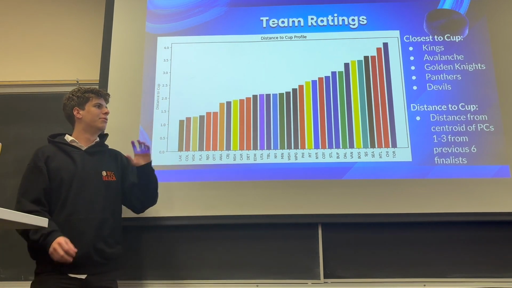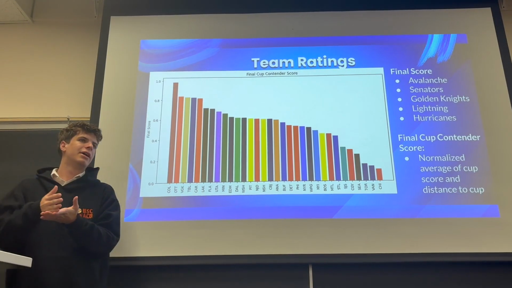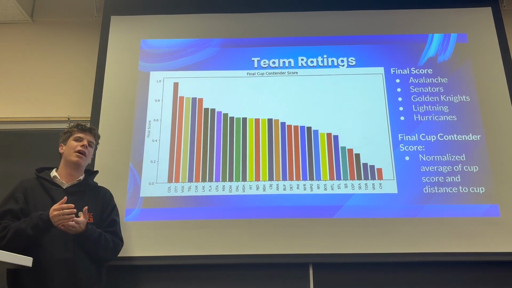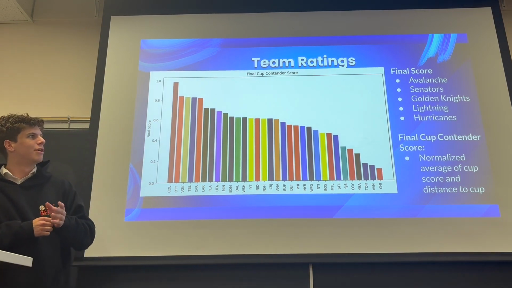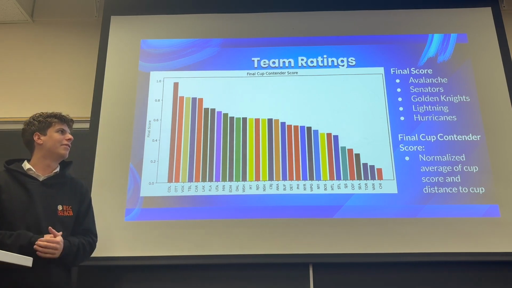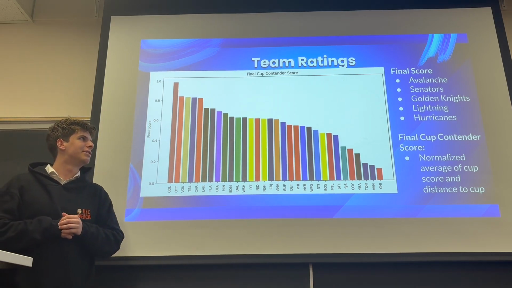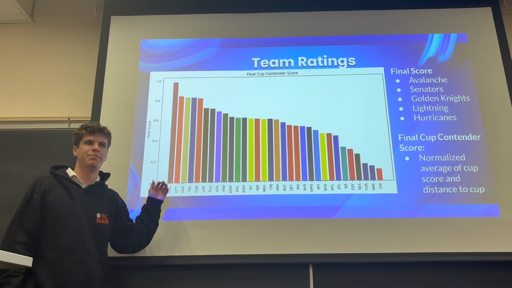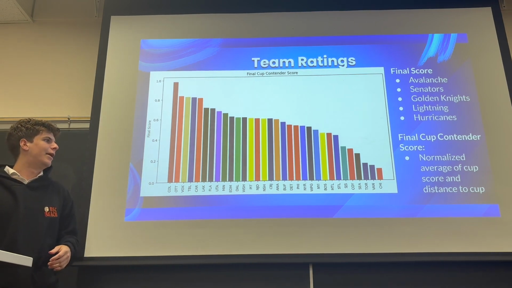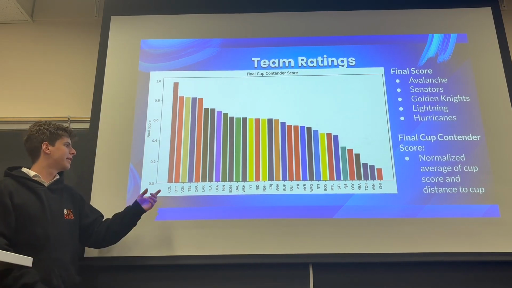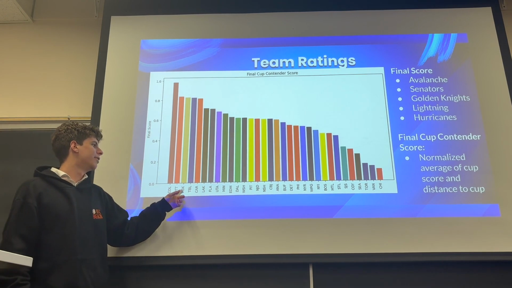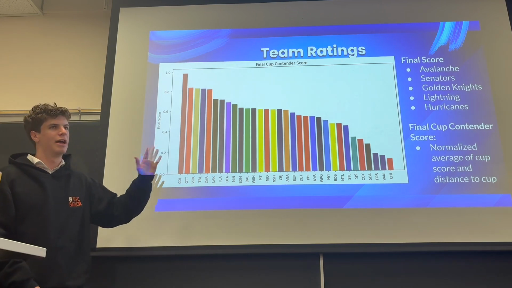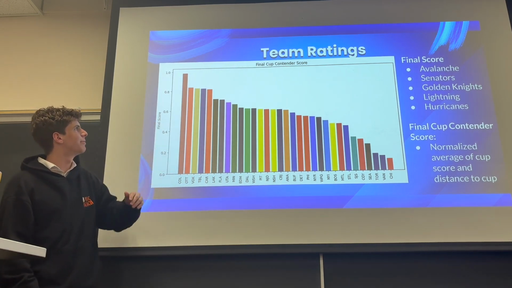This is the next one. So this is how close you are to the profile of a Stanley Cup team. So our final 5 are the Avalanche, the Senators, the Golden Knights, the Lightning, and the Hurricanes. You can see Colorado's far and away the best team, as you might expect. And then you have Ottawa, VGK, Tampa Bay, and Carolina as the next 4, and then it drops off from there.